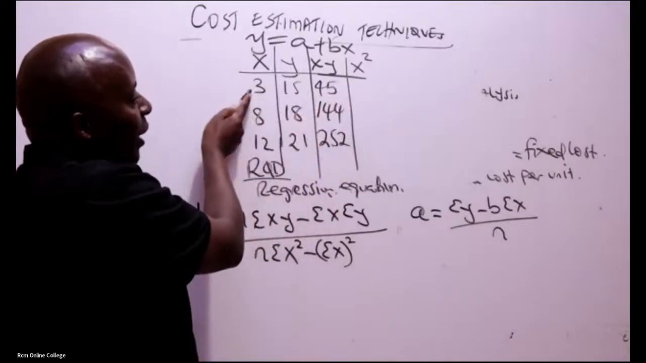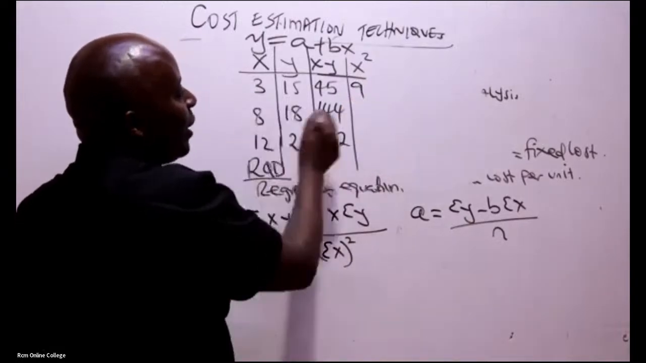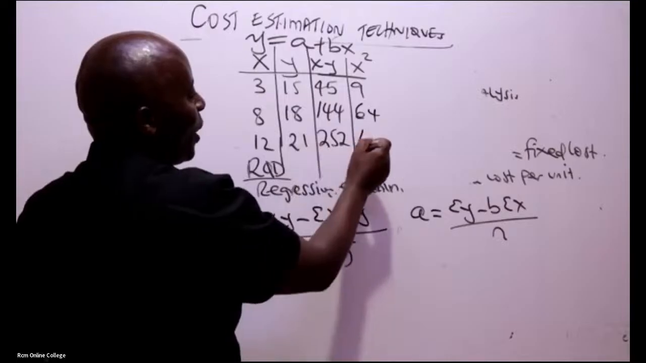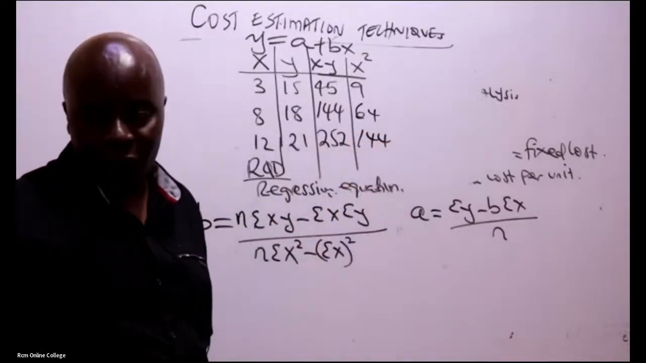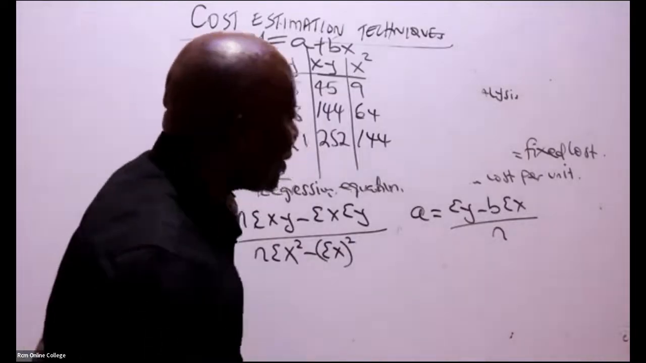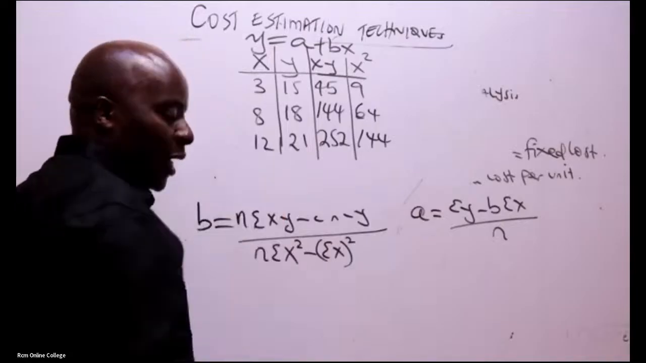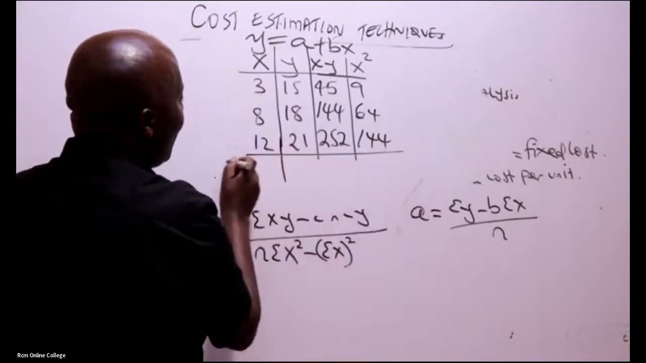So this is x. When I square this will be 9. 8 squared gives us 64. 12 squared gives us 100 what here? 144. 144. So after that, my great students, regression is a sigma model. So go ahead and give us summations. So give us here summation of x.